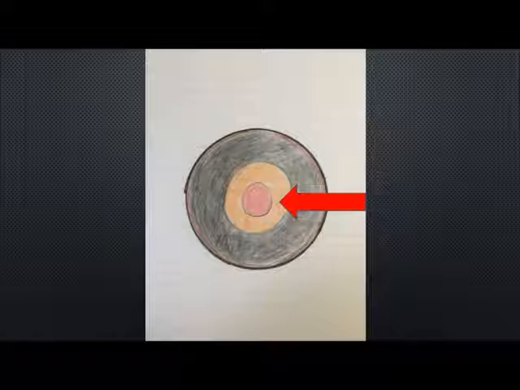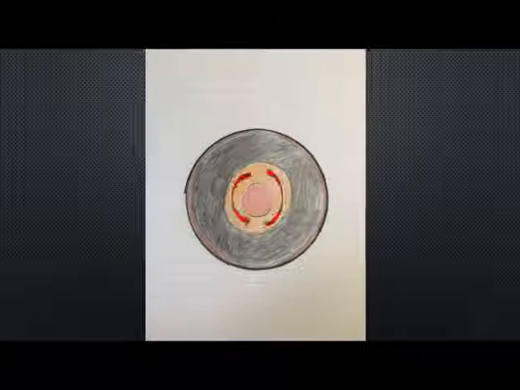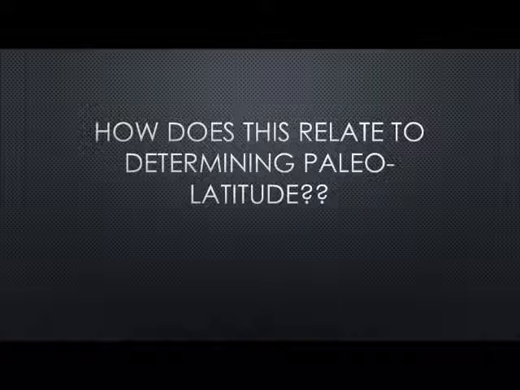The outer core holds the distinction of being the only liquid layer in Earth's interior. The fact that it is liquid is the reason for Earth having a magnetic field. Though the exact mechanisms for disturbances in the magnetic field are mostly unknown, it is widely accepted that the rotation of liquid iron and nickel in the outer core, as shown here, is responsible for the generation of our magnetic field. So how can we use this in the process of determining paleolatitude?